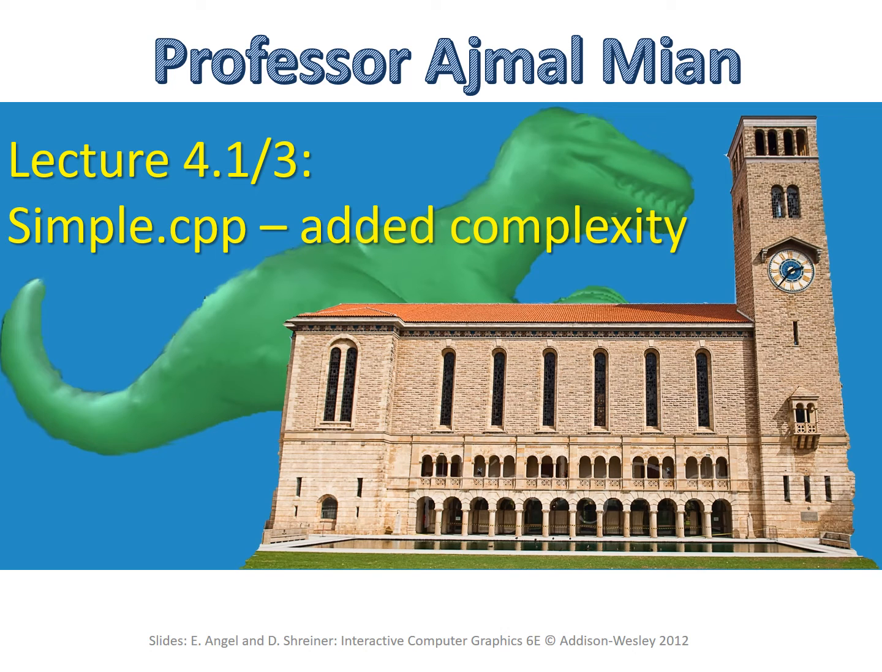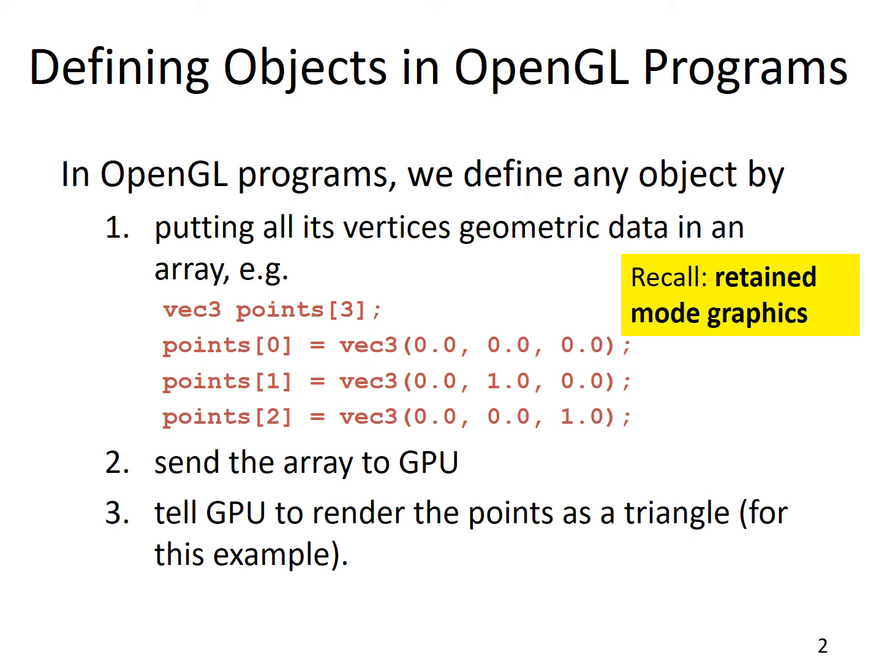In this lecture, we look at the simple.cpp program again, but with added complexity. In OpenGL programs, we define and render any object in 3 steps. Step 1, we put all its vertices in an array. For example, vec3 points[3], which has 3 vertices, and then we populate the array with the 3D locations of the vertices. In step 2, we send the array to the GPU. In step 3, we tell the GPU to render the points as a triangle, for example. Recall that this is the retained graphics mode.